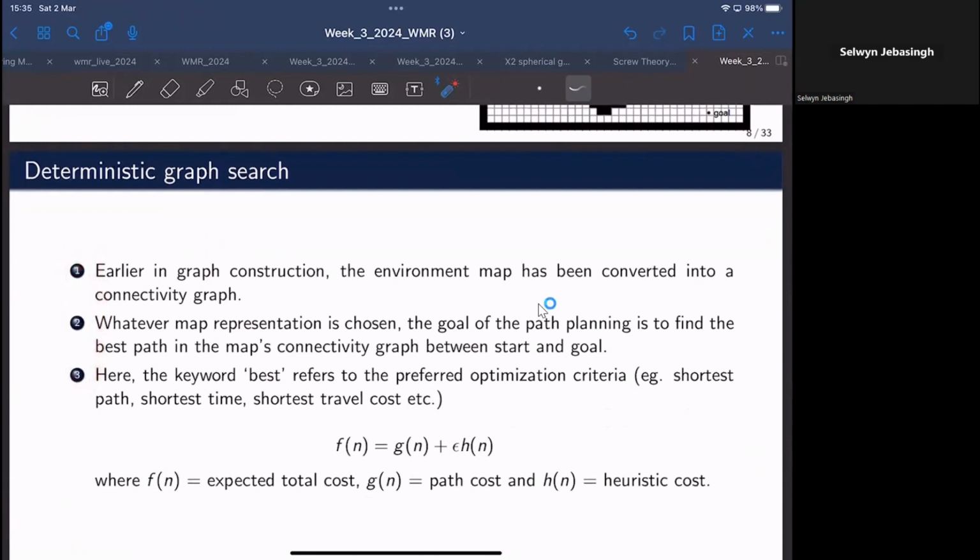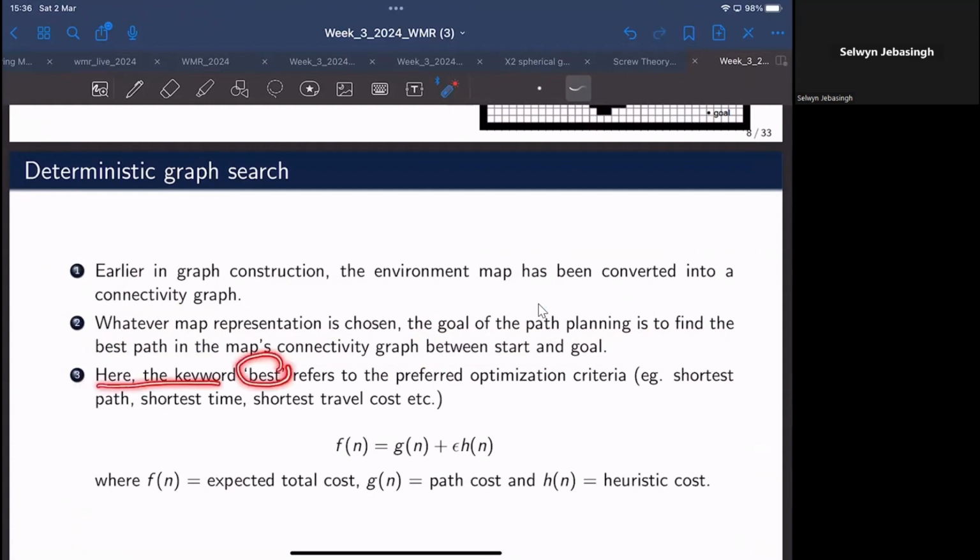So the first step. Earlier, in graph construction, like what we have covered in the previous slides, the environment map has been converted into a connectivity graph. We have done that. So whatever map representation is chosen, the goal of path planning is to find the best path in the map's connectivity graph between the start and end goal. So whatever we have obtained from graph construction, the graph search objective is to find the best path. And point three states here the keyword is best.